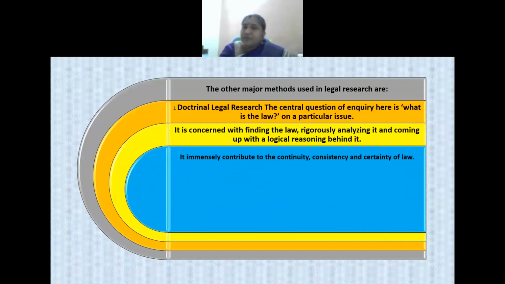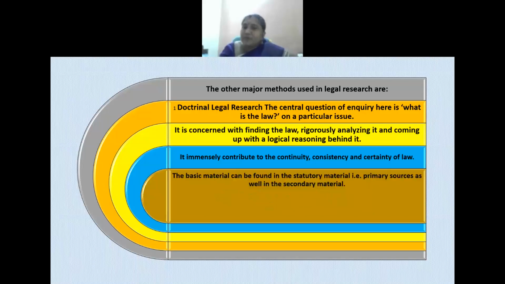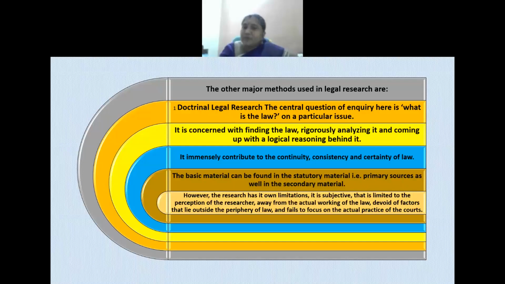So I am repeatedly telling you, don't worry if anyone has proceeded to go forward with doctrinal research, because there is always a fear for every scholar whether I am going in the right direction. The basic material can be found in the statutes, primary sources, as well as the secondary material. However, in doctrinal research, the limitation is that it is subjective. That is, it is limited to the perception of the researcher, away from the working of the law. It's devoid of any factors that lie outside the periphery of the law, and it fails to find out the actual practice of the courts.